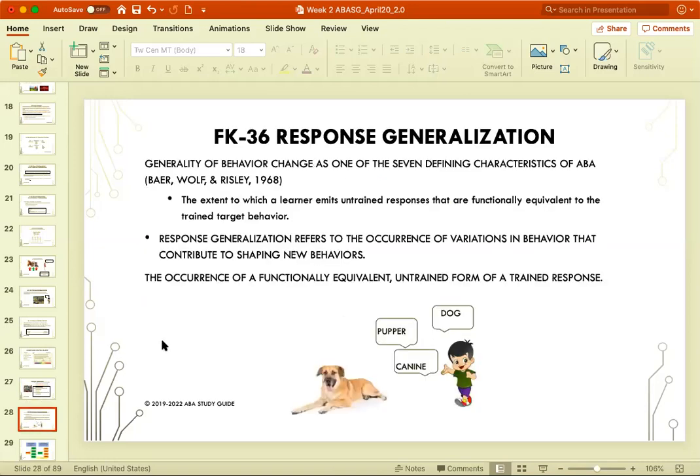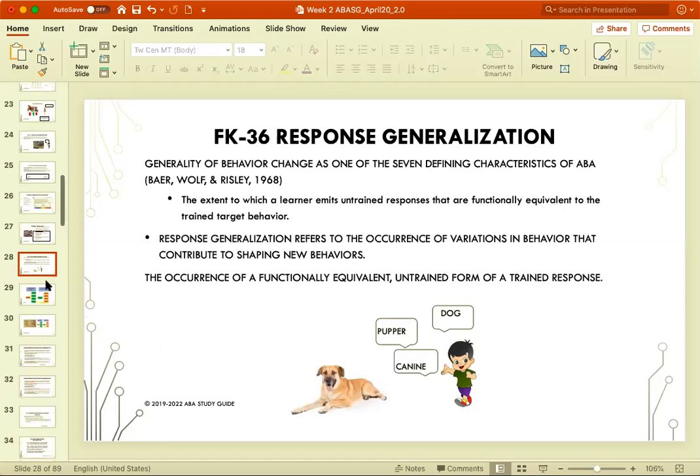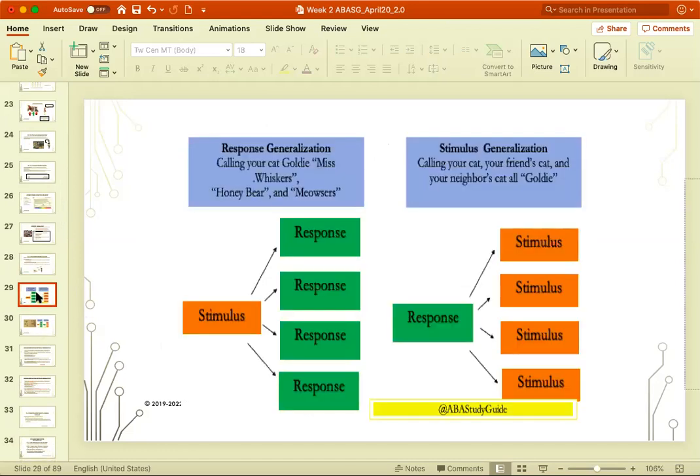Right? Response generalization is generality, one of our 7 dimensions of ABA. The extent to which a learner emits untrained responses that are functionally equivalent to the trained target behavior. So response generalization refers to the occurrence of variations in behavior that contribute to shaping new behaviors. So in this instance, we have a response generalization, the occurrence of a functionally equivalent untrained form of a trained response. So I have people that often get a little mixed up with response generalization and stimulus generalization.